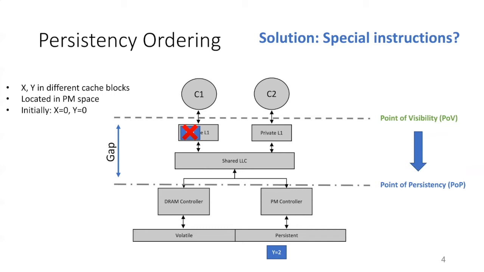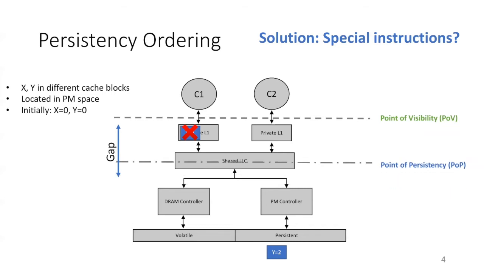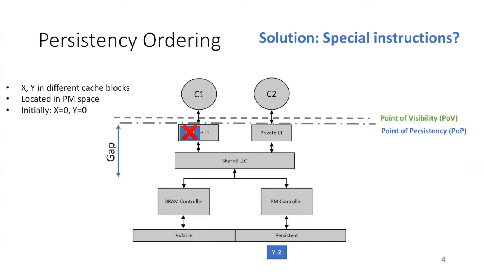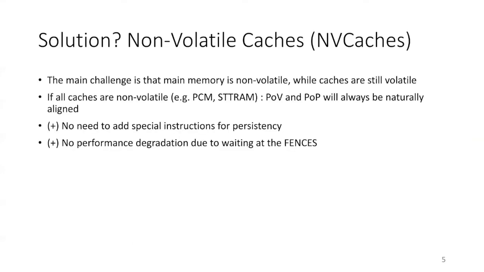On the other hand, in this work, we look at this problem from the other way around. Instead of orchestrating the movement of updates from the point of visibility down to the point of persistency, we think of solving this problem by moving the point of persistency up to be at the same level as the point of visibility. Therefore, there will be no volatility gap because the point of visibility and the point of persistency are aligned, and any update that becomes visible will immediately and automatically become persistent without the need to add any special instructions. However, the question is, how can we achieve that and align the two points? There is actually a simple way of solving this issue.